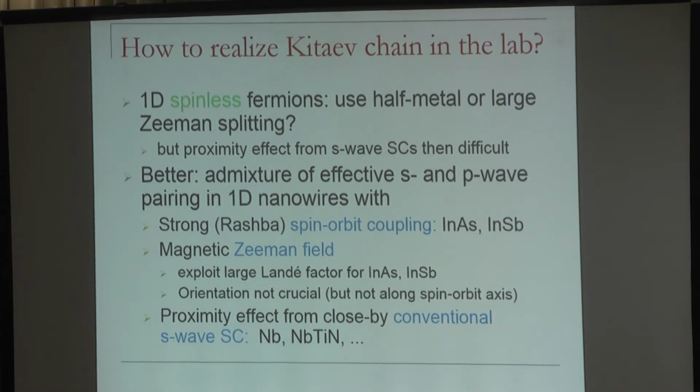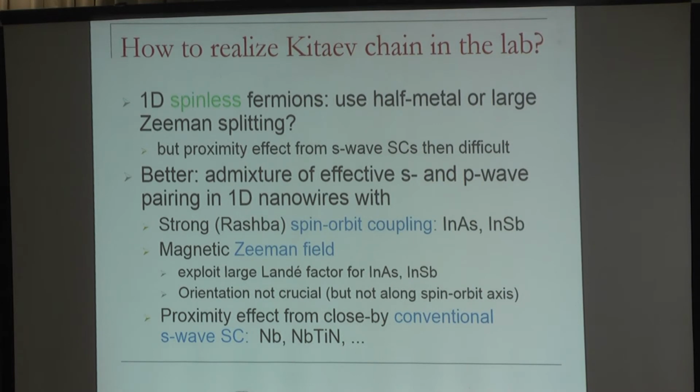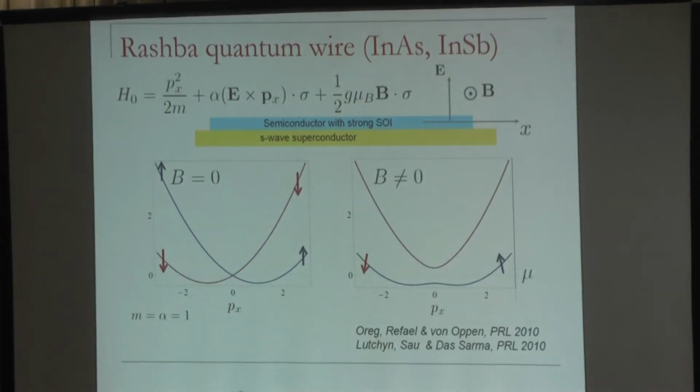And then the third ingredient is that one brings a conventional S-wave superconductor close to this nanowire to have a proximity effect, to proximity-induce superconductivity in this nanowire. Good choices seem to be niobium or niobium titanates. These materials make good contacts with the nanowire materials and thereby have a good proximity effect. So let me first go through these ideas pictorially, showing you the typical dispersion relations, and later we will go through the algebra so you really see how this all works.